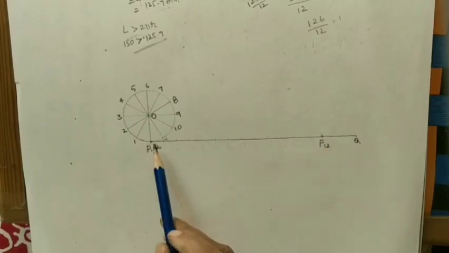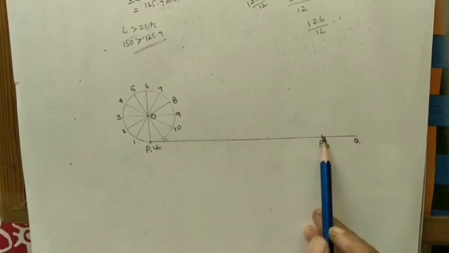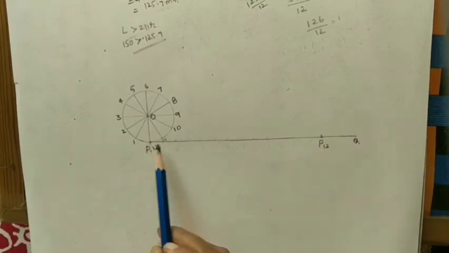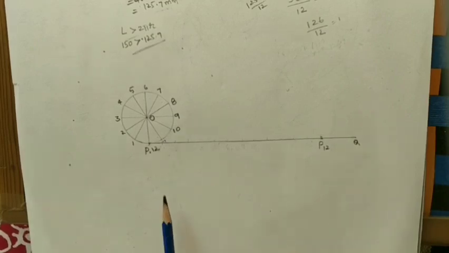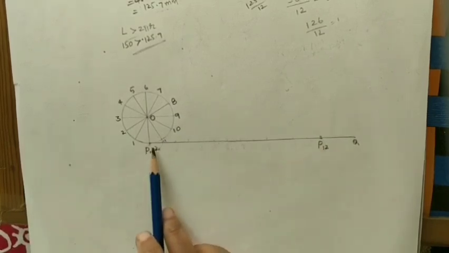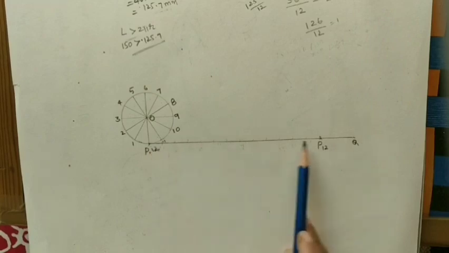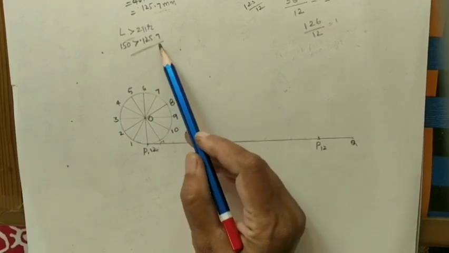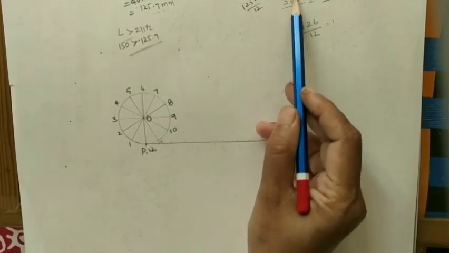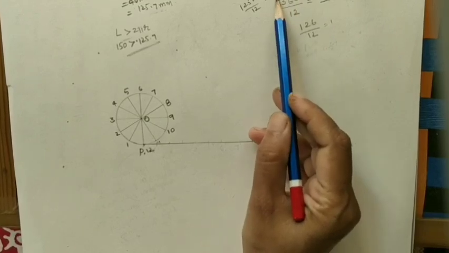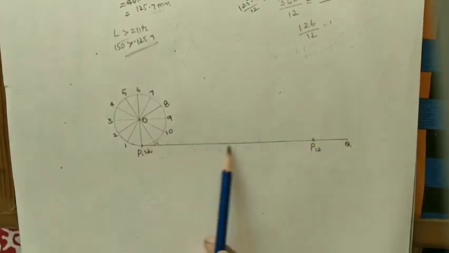Divide this circumference, that is P to P12. The last point is P12. This is the circumference. Divide this circumference into 12 equal divisions. Here, to divide this length into 12 parts, we can take the entire length. What is the circumference of it? 125.7 divided by 12 gives a value in terms of decimal points.